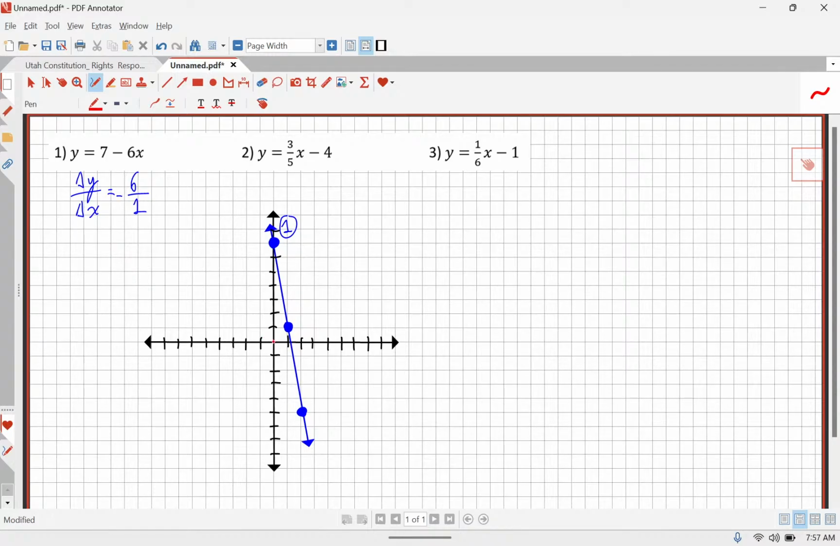Negative 4. So I'm going to go down 1, 2, 3, 4. Very good. And then what's my change in y over my change in x fraction? 3 over 5. Where is that telling me to go from here? What do you think? It's okay. If you get it wrong, it's totally fine. That's why it's there.